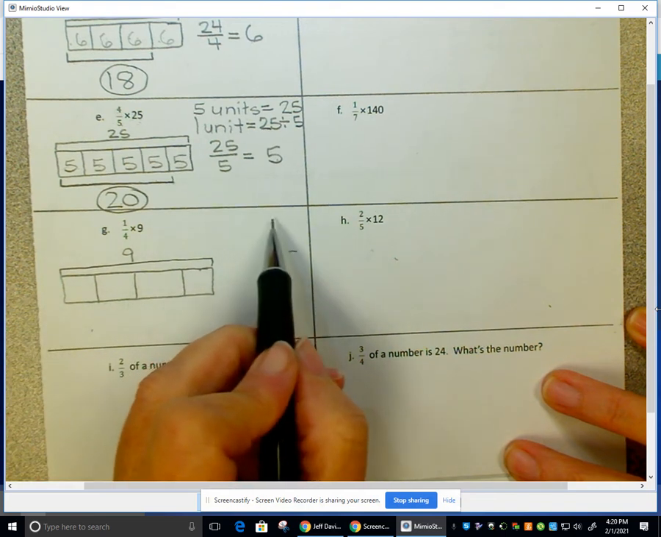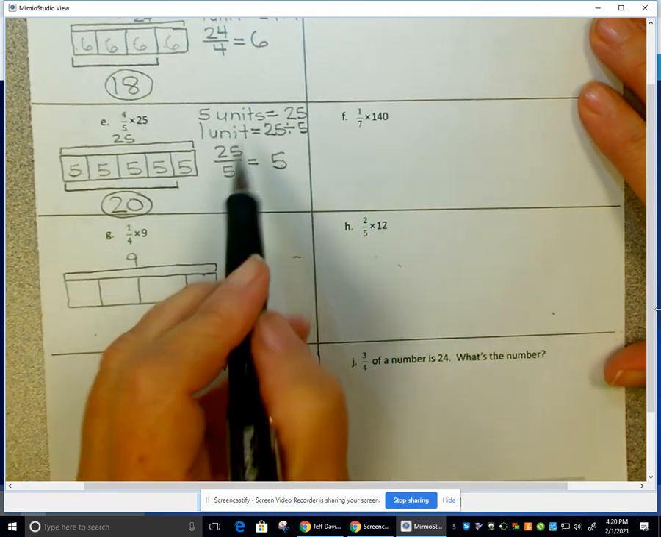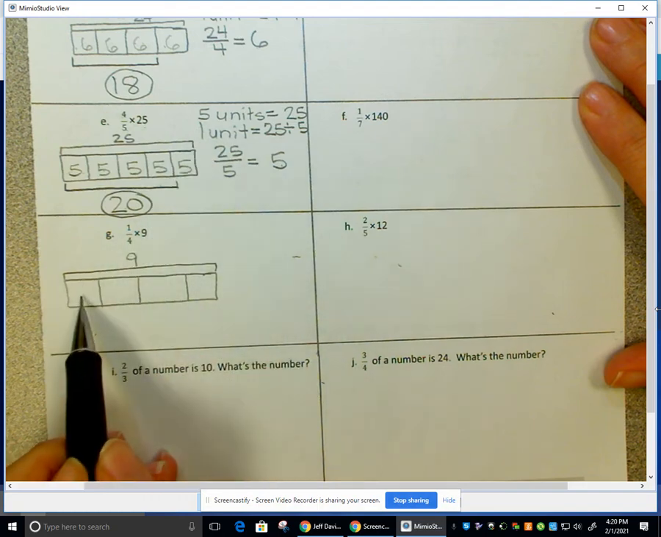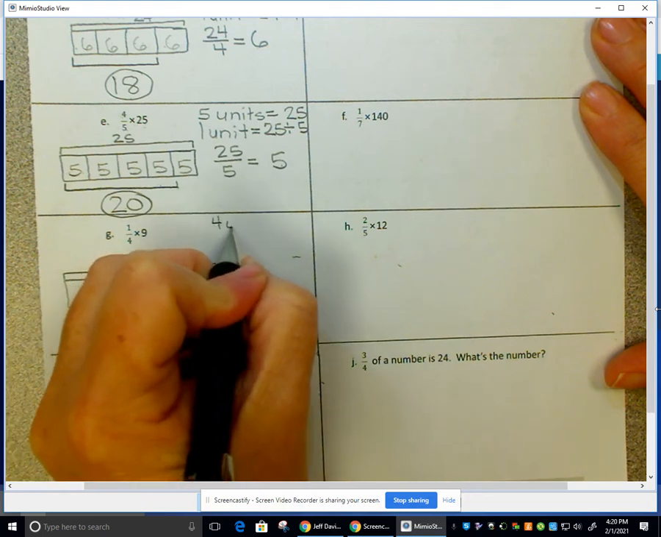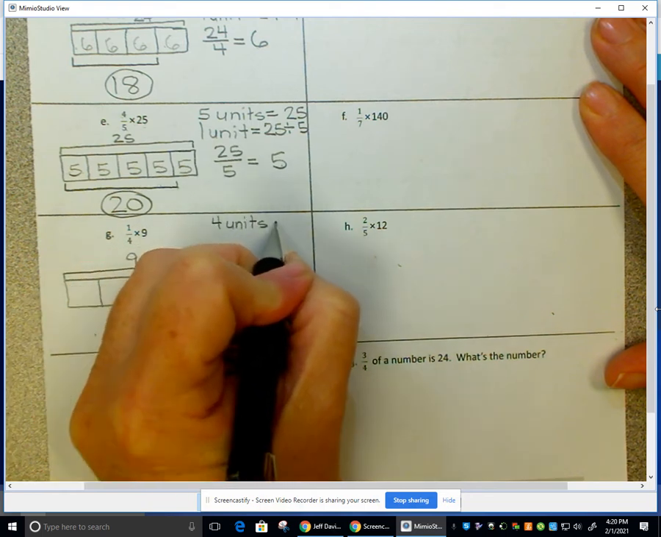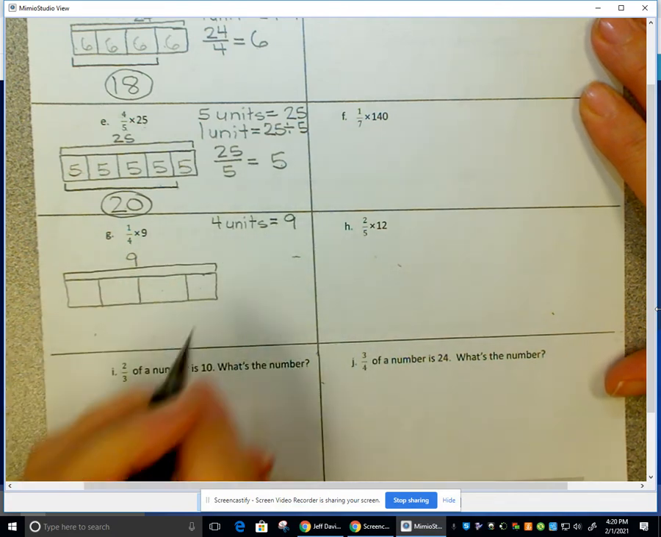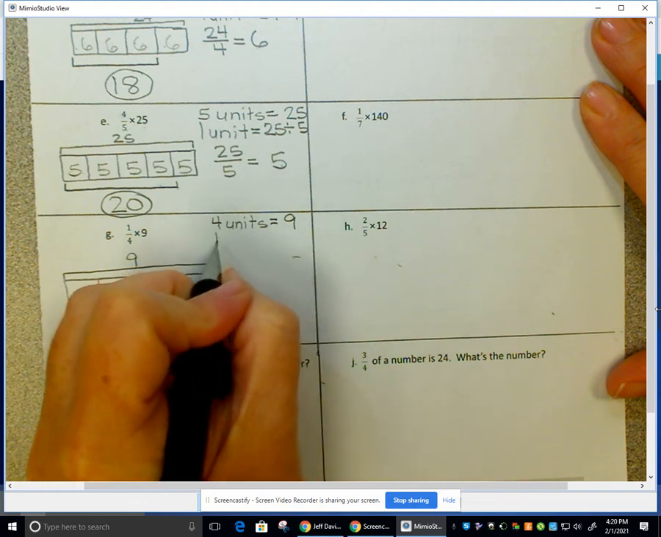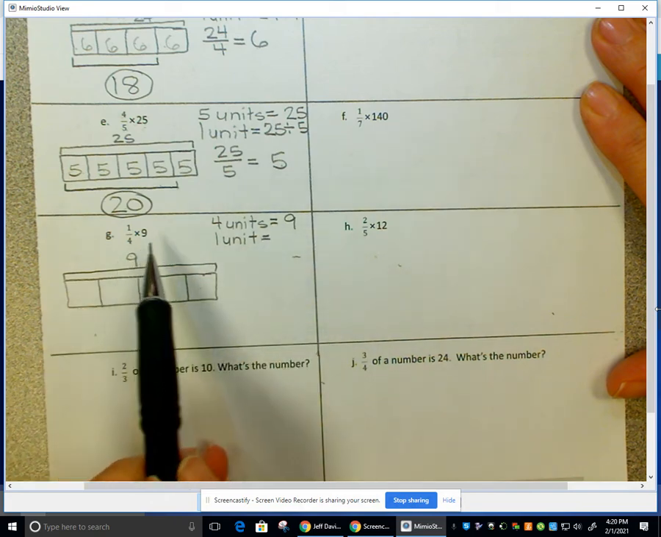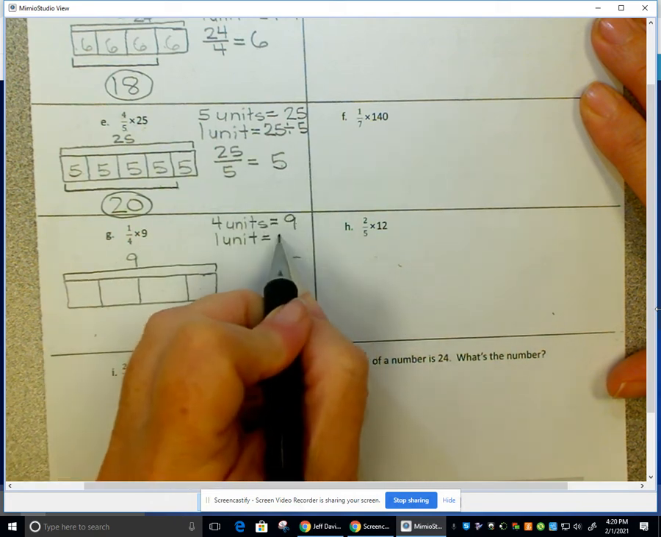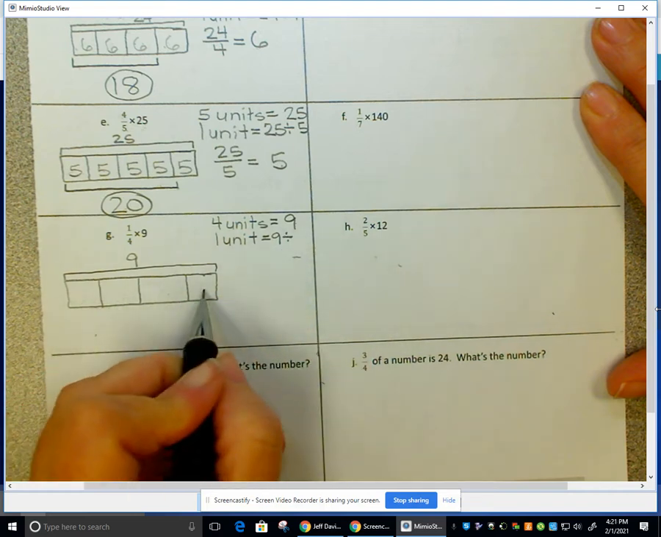Now I'm ready to start writing my units over here, and that'll help this start coming together. All right. How many units do I have in all? 1, 2, 3, 4 units equal 9. Okay? So if 4 units equal 9, then I need to figure out what 1 unit equals. Take the whole like we did earlier and divide it by how many units we have, 4.